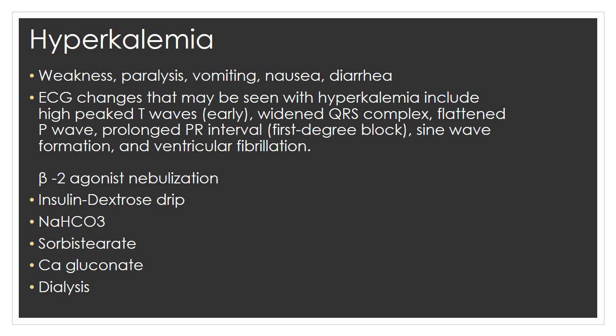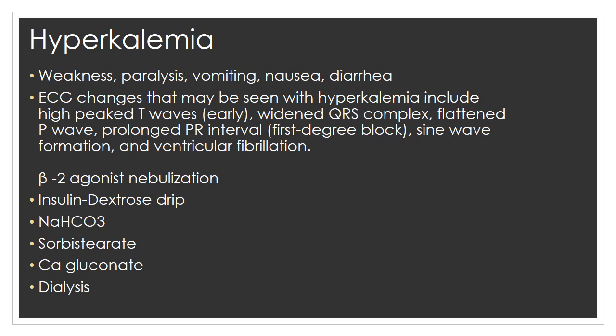The first things to see during hyperkalemia are weakness of the muscles, paralysis of the muscles, vomiting, nausea, and diarrhea. This is usual for most of the patients. But the ECG changes are as explained just now. You will see high and peaked T waves which are symmetrical. This is one of the earliest signs. Later, because of the slowing of conduction, there is a wide QRS complex, a flattened P wave, and a prolonged PR interval. In the pre-terminal stages, you can also see a sine wave, and you may also have ventricular fibrillation seen in the ECG.